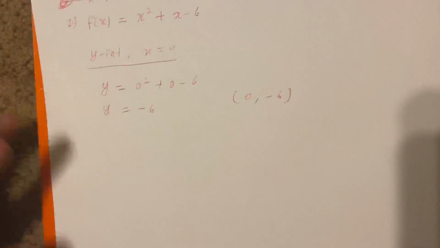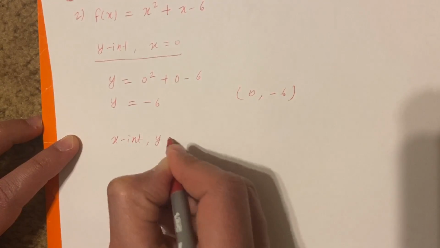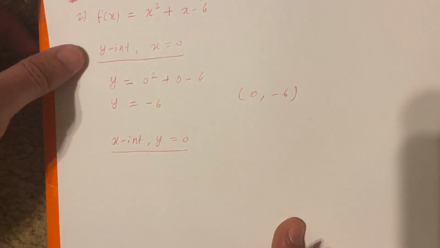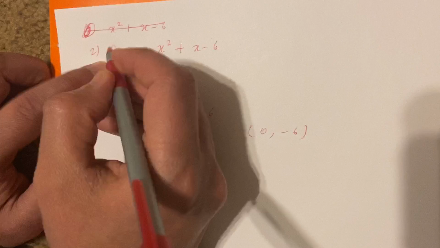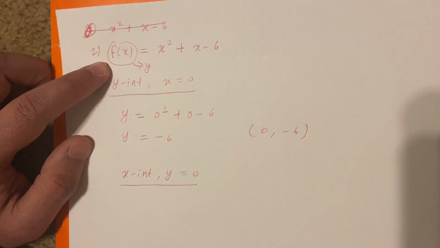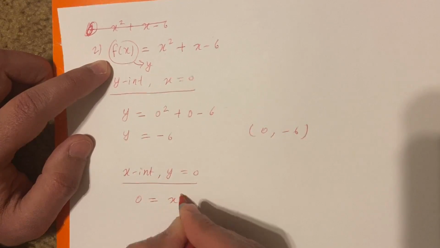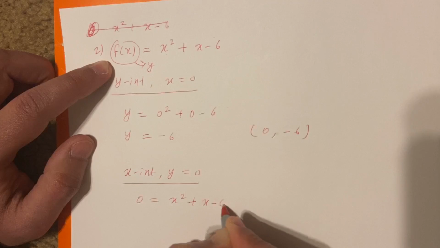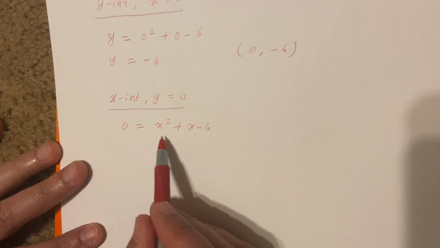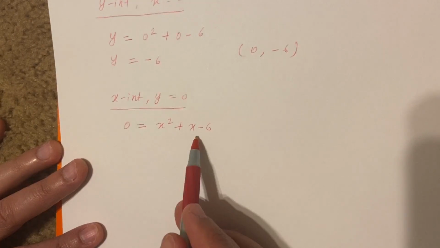Now to find the x-intercept, y is 0. So again, from this one, we're going to assume f of x. Basically, we can replace this with y. So y is 0, so the left hand side is 0. 0 is equal to x squared plus x minus 6. All right, so now since we're trying to find x, we have to solve this equation.